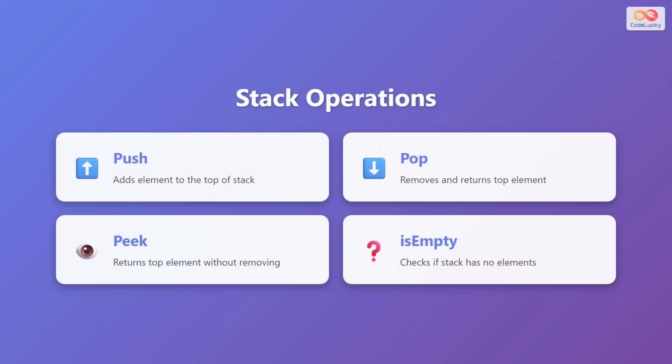Stacks support four fundamental operations. First is push, which adds an element to the top of the stack. Second is pop, which removes and returns the element at the top of the stack. Third is peek, also called top, which returns the top element without removing it, allowing you to view what's on top. Fourth is isEmpty, which checks whether the stack contains any elements or not. These operations make stacks incredibly useful for scenarios like function call management, undo mechanisms, and expression evaluation.